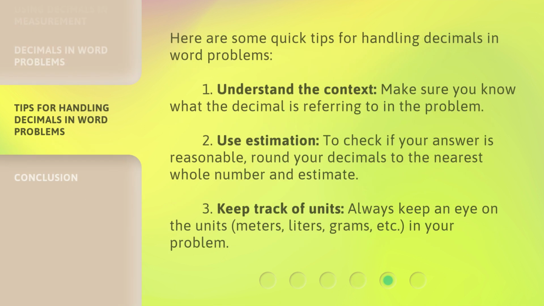Here are some quick tips for handling decimals in word problems. 1. Understand the context. Make sure you know what the decimal is referring to in the problem. 2. Use estimation. To check if your answer is reasonable, round your decimals to the nearest whole number and estimate. 3. Keep track of units. Always keep an eye on the units, meters, liters, grams, etc., in your problem.